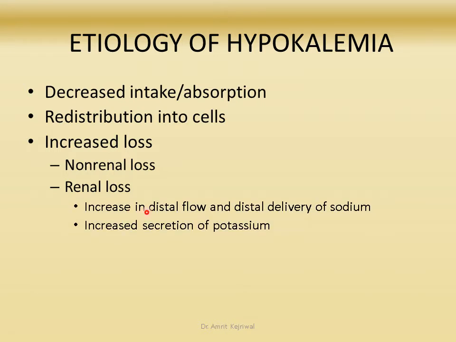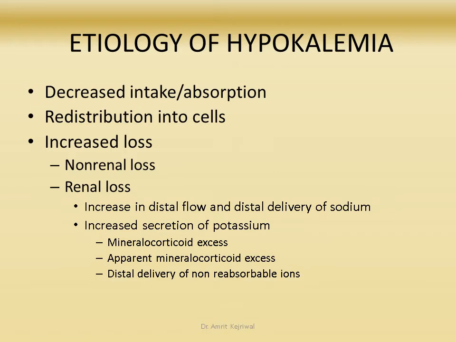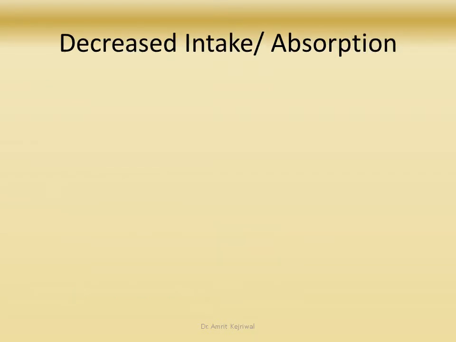So there can be different mechanisms: increase in distal flow and distal delivery of sodium, or increased secretion of potassium. Increased secretion of potassium can be due to various causes: mineralocorticoid excess, apparent mineralocorticoid excess, or distal delivery of non-reabsorbable ions. And there may also be magnesium deficiency. In the same patient, there may be multiple causes of hypokalemia, each aggravating the other. So sometimes you have to treat both the causes simultaneously.